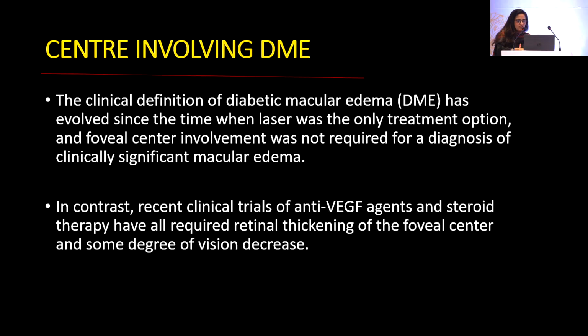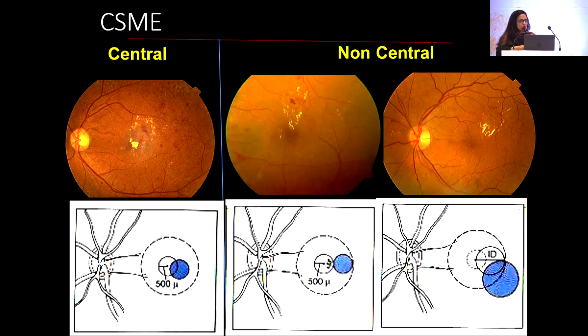Now, the definition of CSME, which we all studied about, has evolved over time. Now the definition requires the foveal center to be involved. So this was the classic definition of the CSME that we studied. But now we speak in terms of central involving and non-central involving diabetic macular edema.